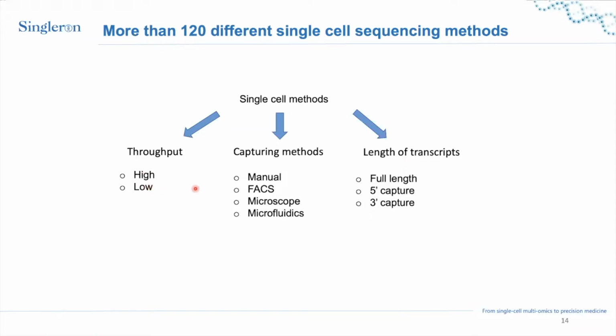For the capturing methods, it depends. In the beginning, we were using only manual approaches like a microscope and manually picking the cells. And later FACS came and automated it a little bit. And now the era after 2018 is the microfluidics era, which enables high throughput. And based on length of transcripts, we can look at full length, 5' capture and 3' capture. Each has its own advantages and disadvantages that I will mention later in the presentation today.